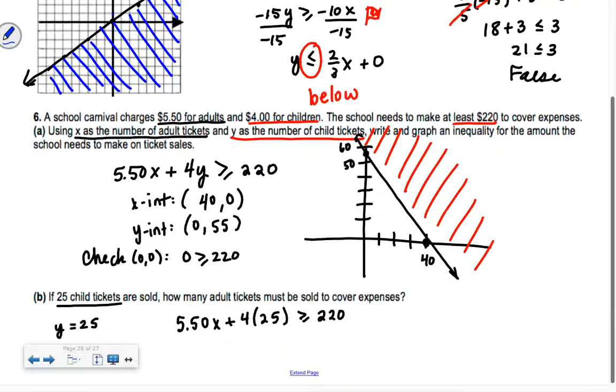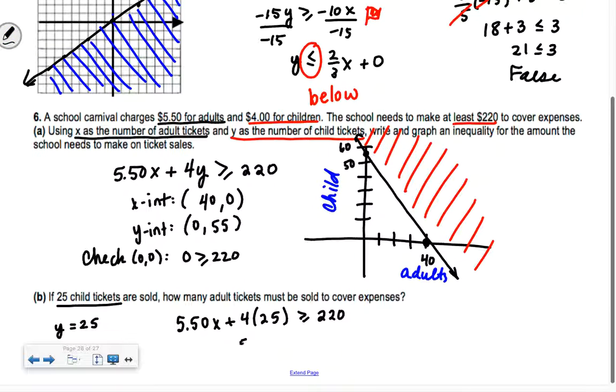And you can kind of tell from your graph. So this is adults, and this is child tickets. If you go up to 25, you can kind of estimate where you think it is for the adult tickets. I think it's probably around 20 or 25, right? Based on my graph, but my graph was a little wobbly, so we'll see.